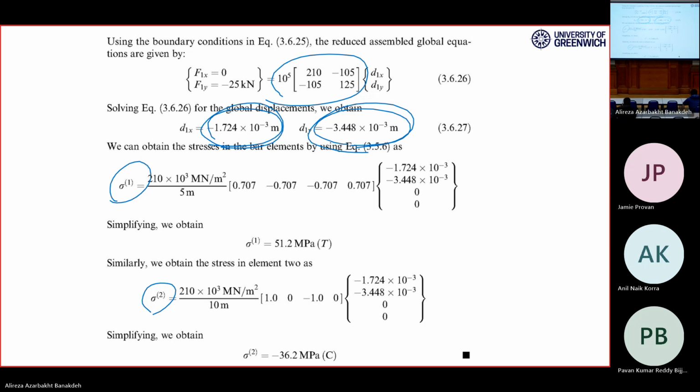Questions? What's one? You're multiplying exactly these numbers or your numbers are different? You mean this one?